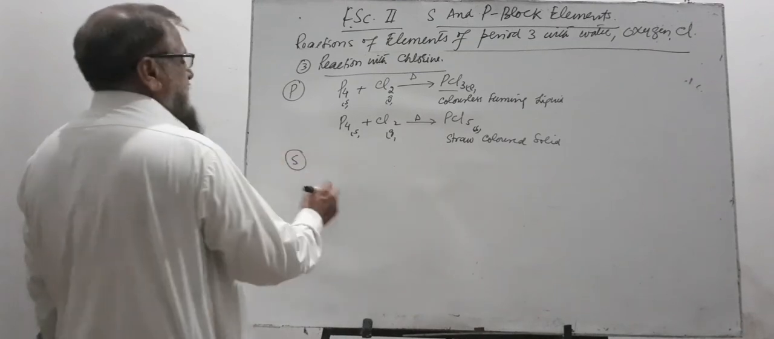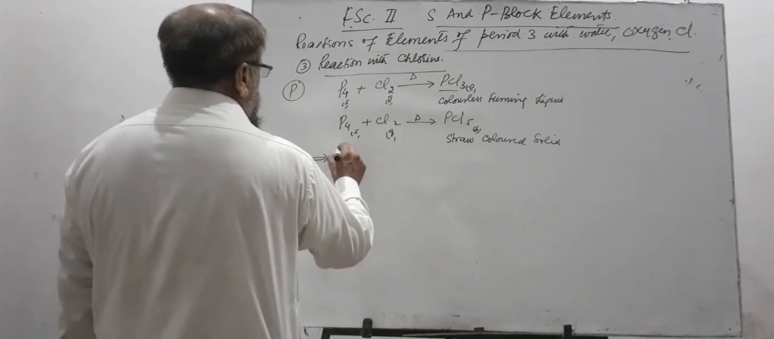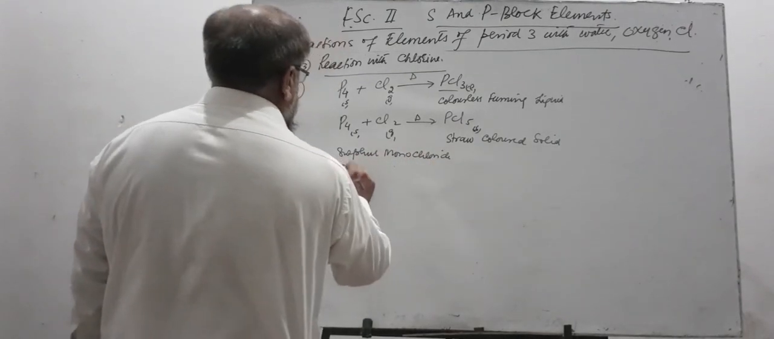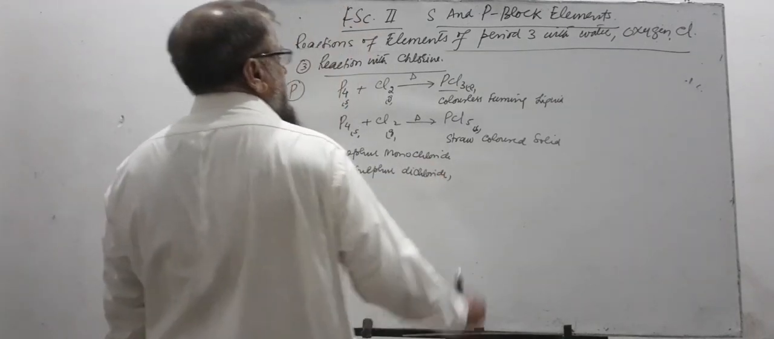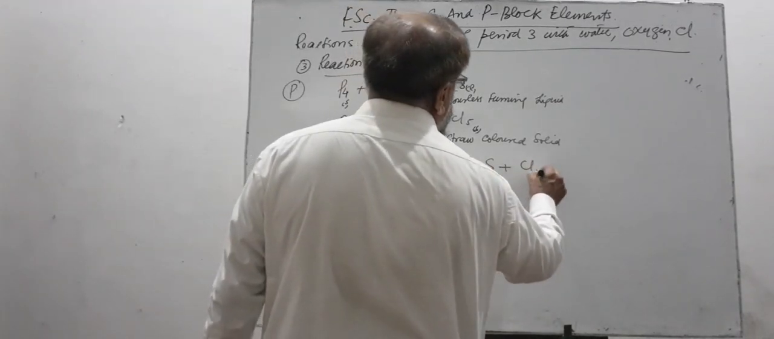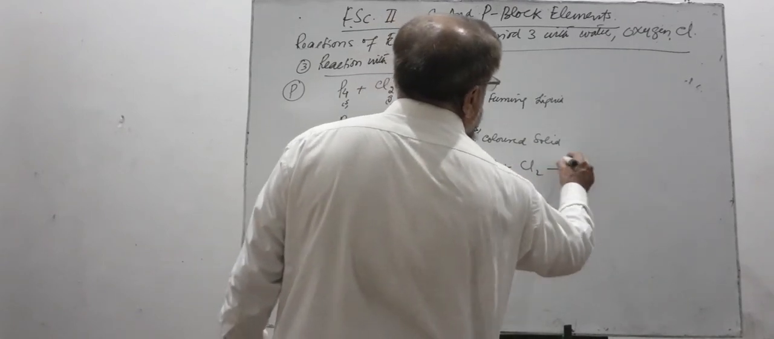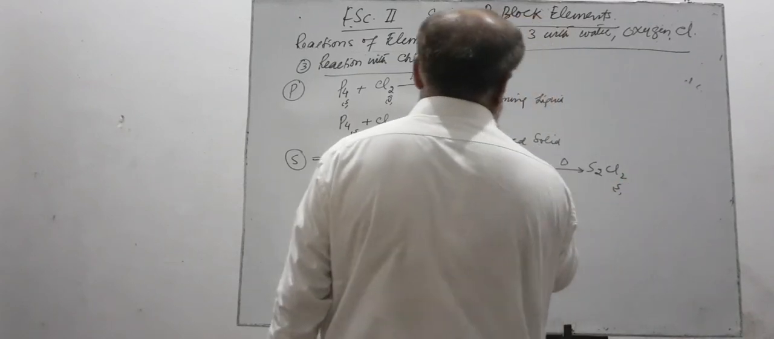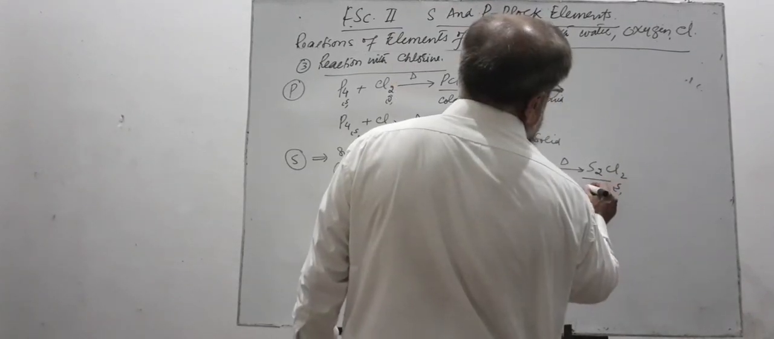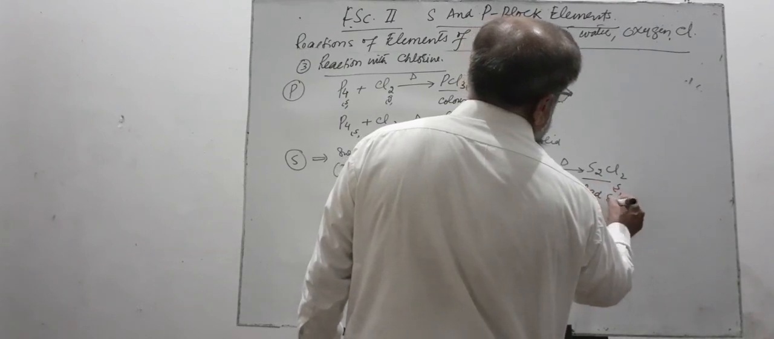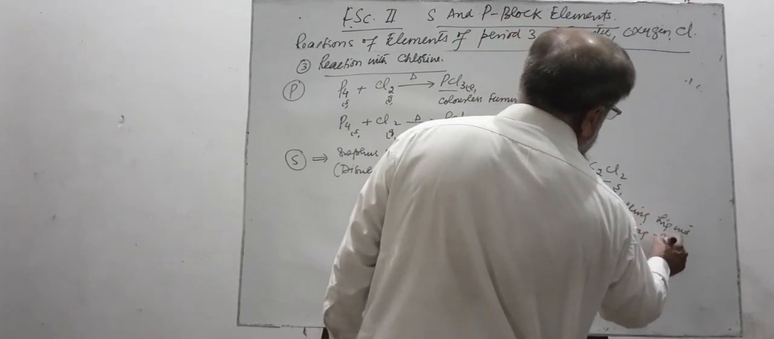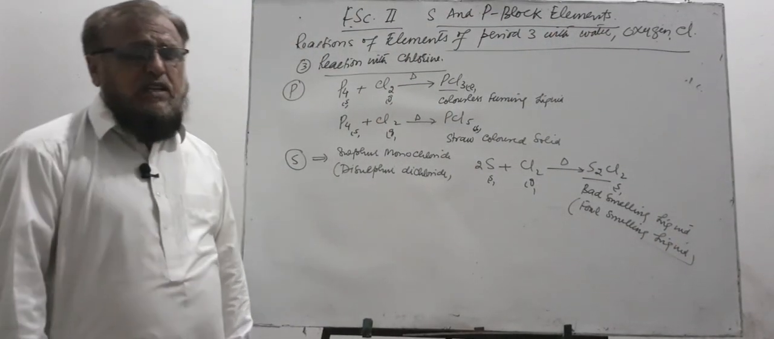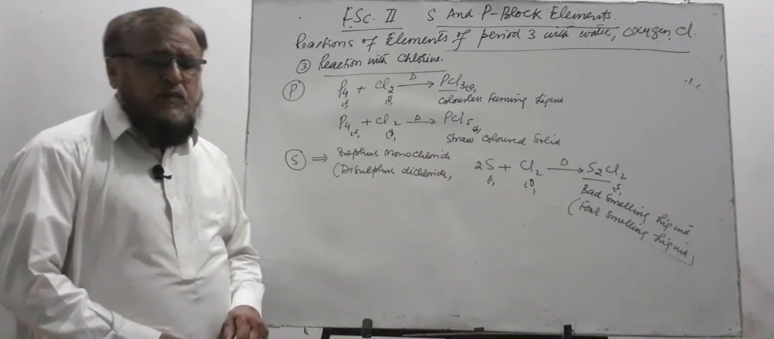Sulfur reacts with chlorine and produces sulfur monochloride, which may be called disulfur dichloride. The reaction is S plus Cl2, heat, S2Cl2. Disulfur dichloride is a foul smelling liquid. These are the chemical properties of period 3 elements and their reactions with water, oxygen and chlorine.